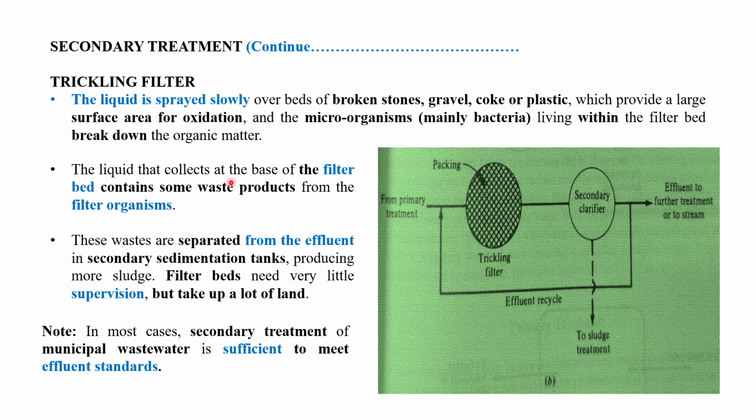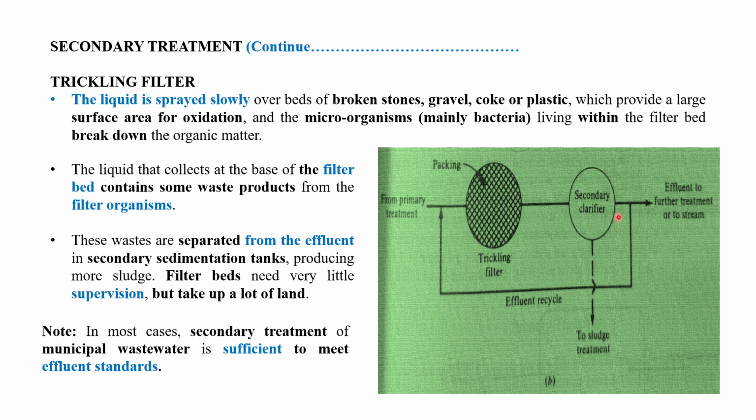So the liquid that collects at the base of the filter bed contains some waste products from the filter organisms. These wastes are separated from the effluent in the secondary clarifier or secondary sedimentation tanks, producing more sludge. Filter beds need very little supervision but take up a lot of land. Whatever sludge is generated at the bottom of the secondary clarifier is sent to the sludge treatment plant.